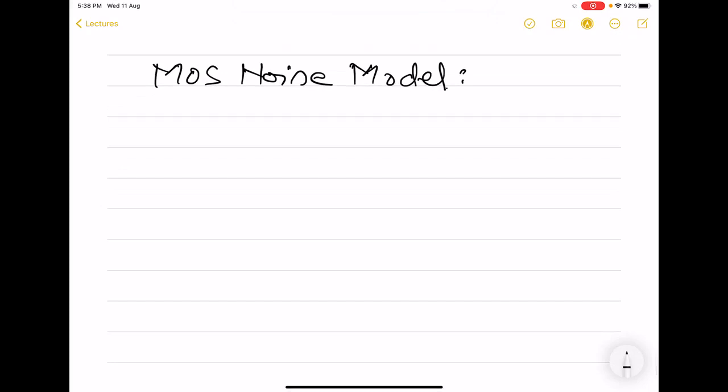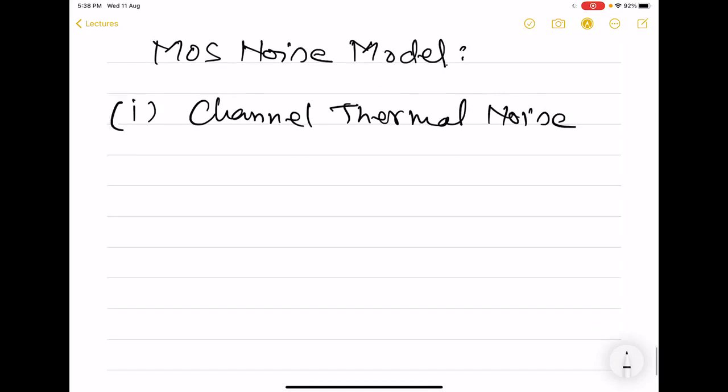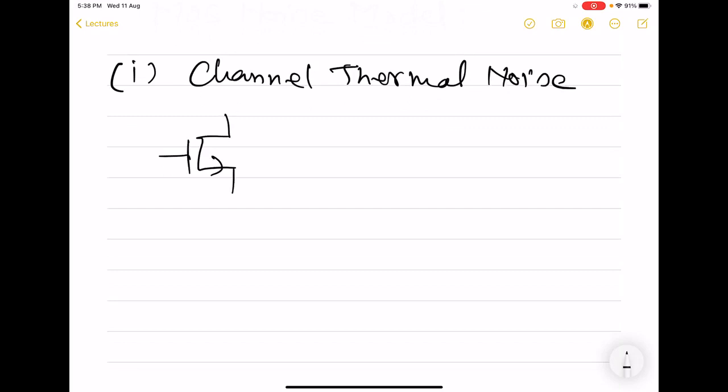So in the lecture on noise, it was pointed out there are two types of noise, thermal noise and flicker noise. So the first noise that we encounter is channel thermal noise. And for that, MOS is modeled in this way using the current source.